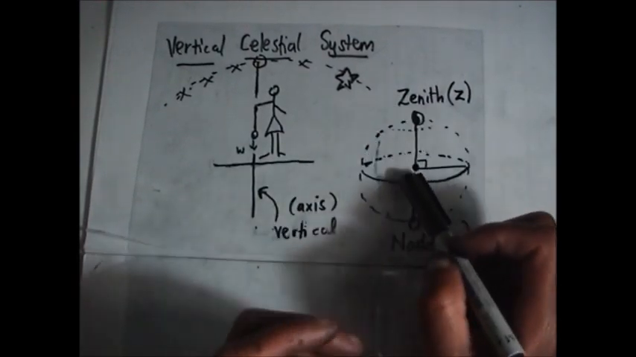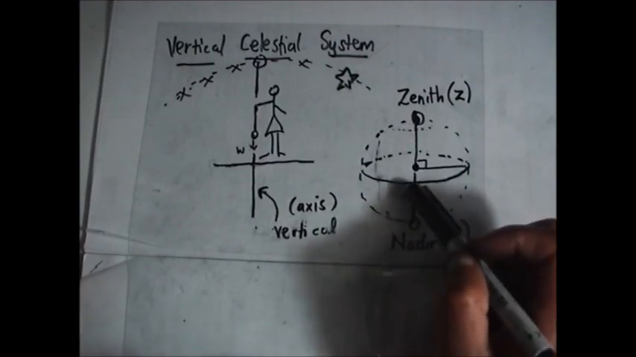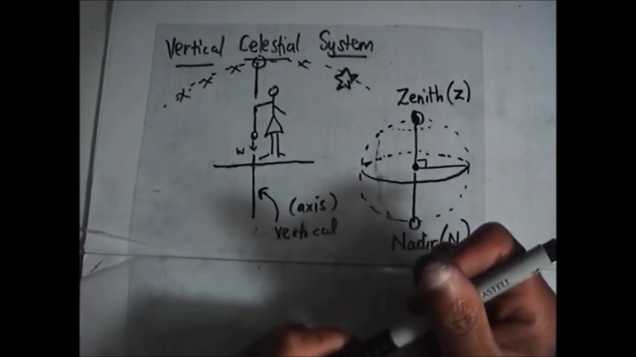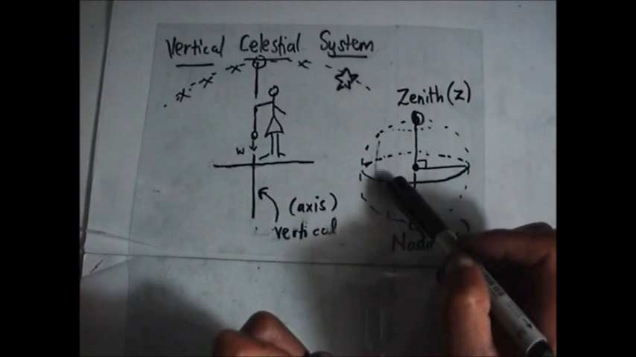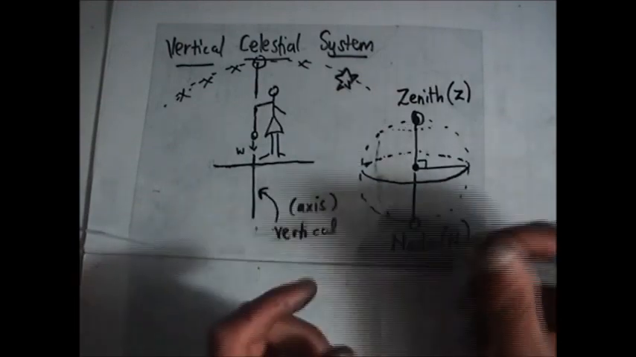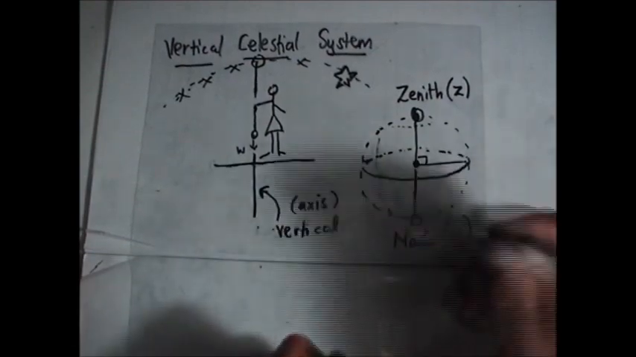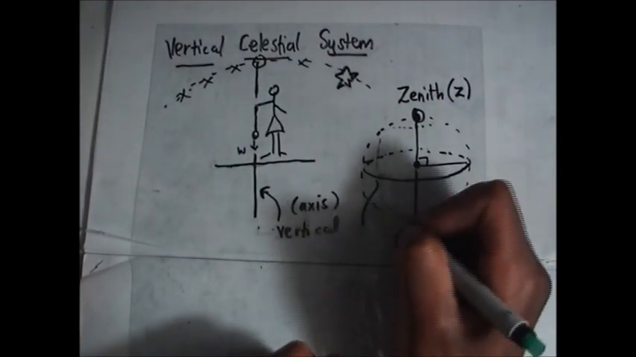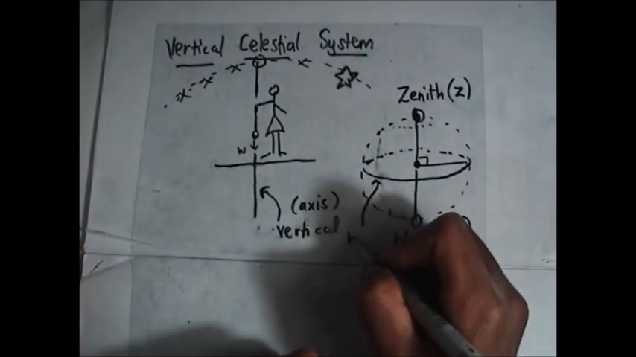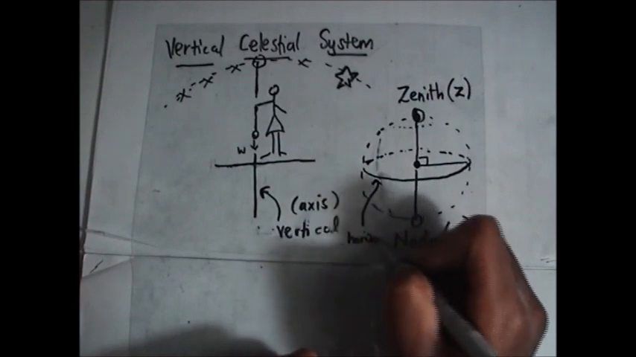So the plane through the observer, which is perpendicular to the vertical, is called the horizontal plane. Thus, this plane cuts the celestial sphere in a great circle. This great circle is known as the horizon. So can you see this? This great circle that is passing through the observer is called the horizon.